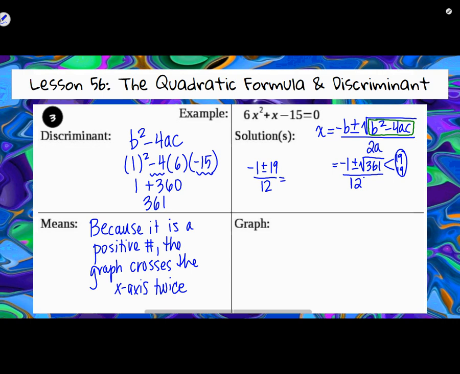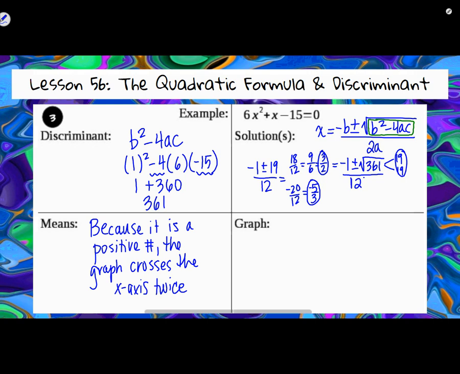So I've got negative 1 plus 19, that's 18 over 12. And I've got negative 1 minus 19, that's negative 20 over 12. So reduce our fractions: 9 sixths, 3 halves, and negative 5 thirds. So we do have two solutions. They're not super nice, but they're not super terrible either.